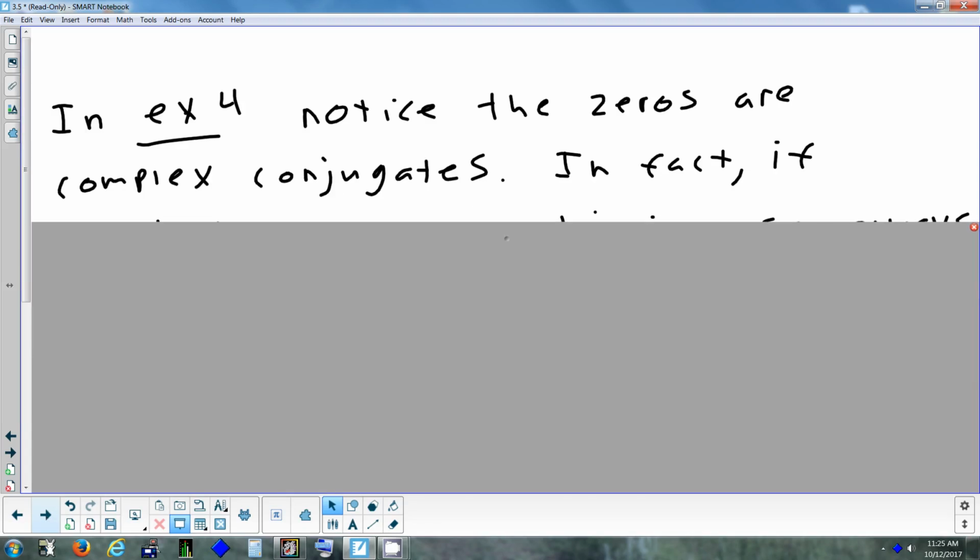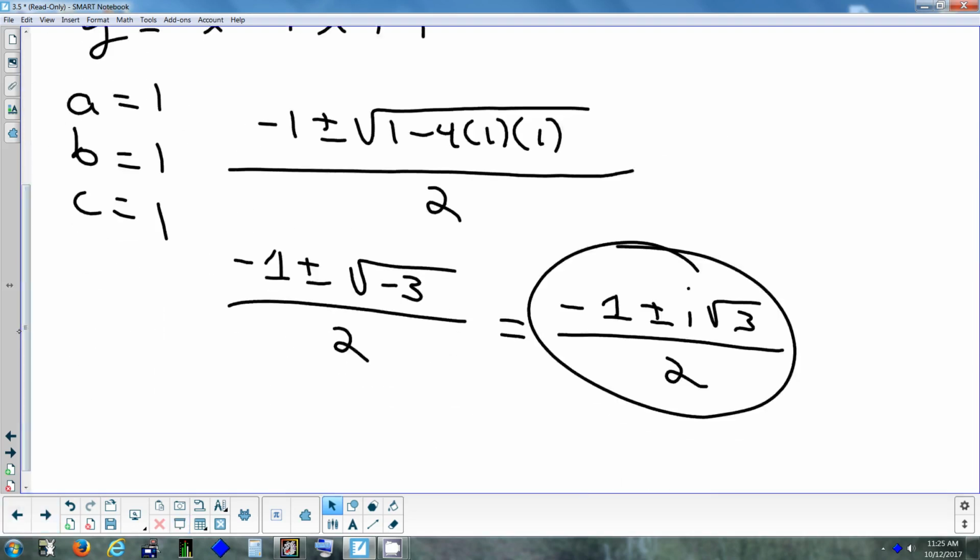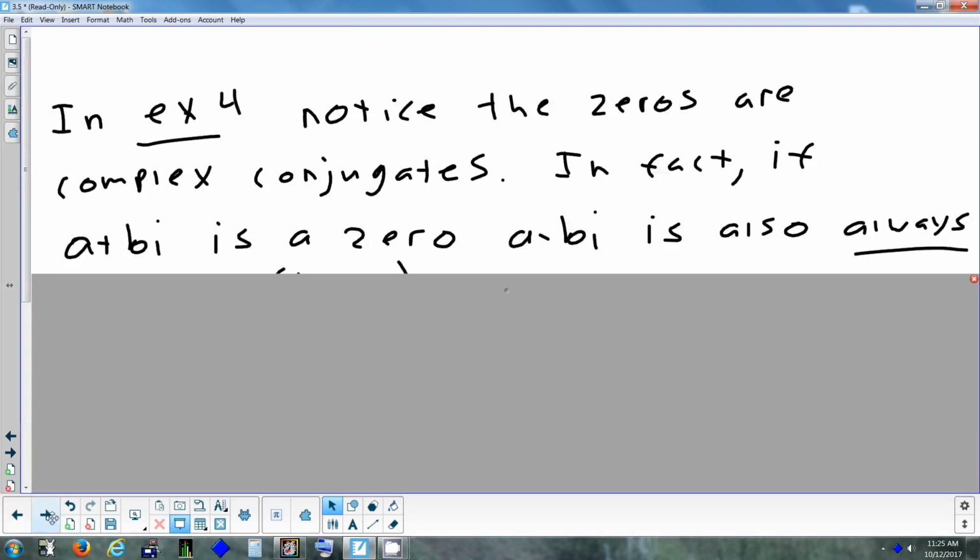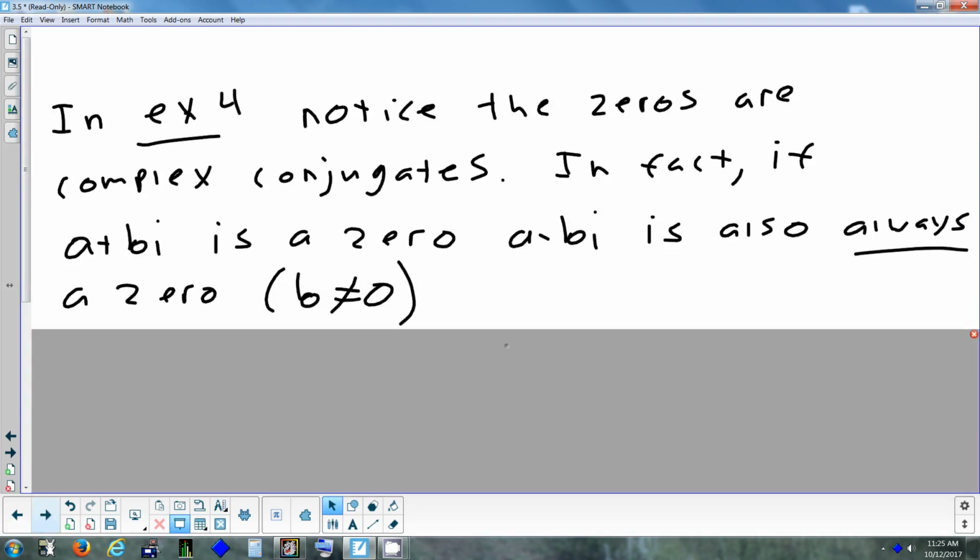So, if you look back at the problem we just did, the two answers we have are conjugates. Negative 1 plus i root 3 over 2, negative 1 minus i root 3 over 2. Those are conjugates. And in fact, that always happens, which is kind of nice about complex roots. So if I give you a problem and I tell you that 1 plus 2i is a root, you automatically know 1 minus 2i is a root. Has to be. That's just how it works.